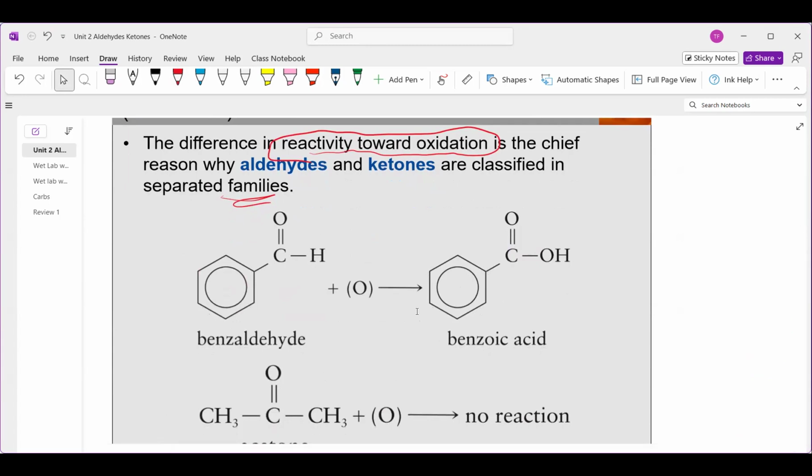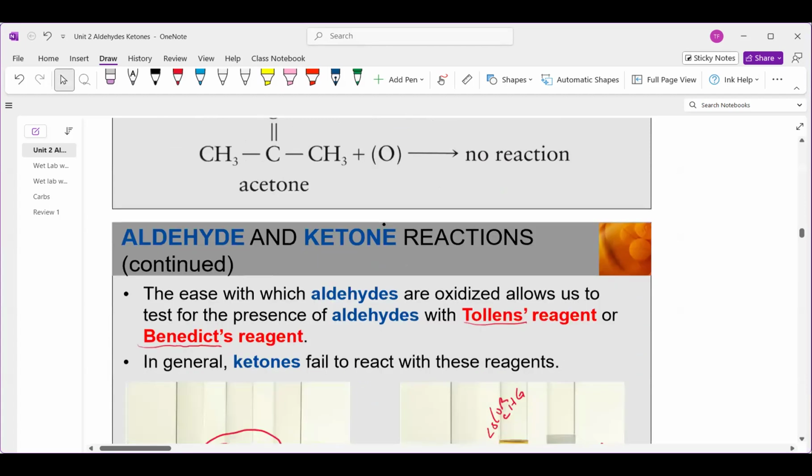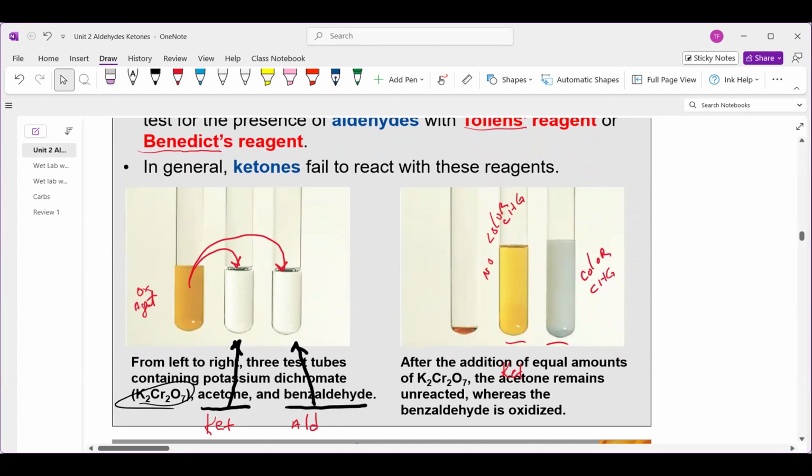Now, there is so much difference between the oxidation ability of aldehydes versus ketones that they've kind of isolated themselves into separate subfamilies. And a lot of the tests you're going to be doing next week for your first wet lab will take advantage of that. Now, this is a good example of what you're going to do next week.